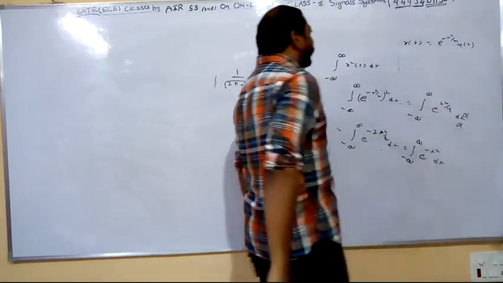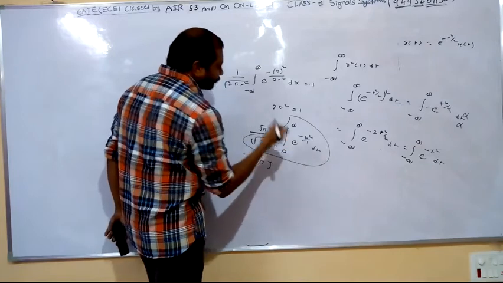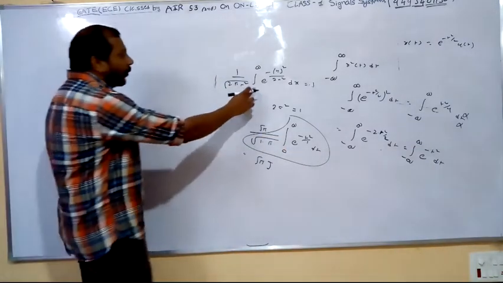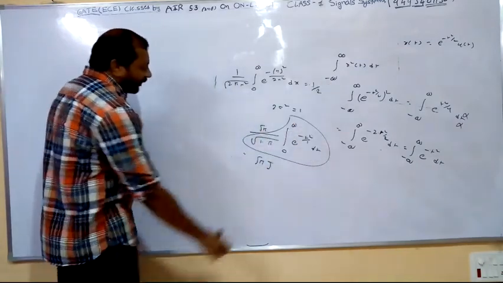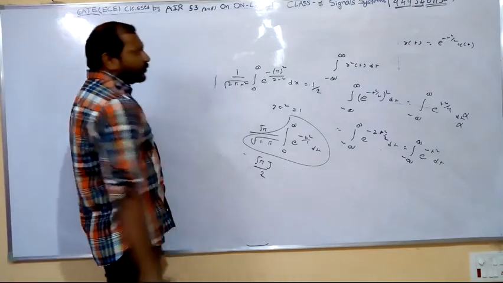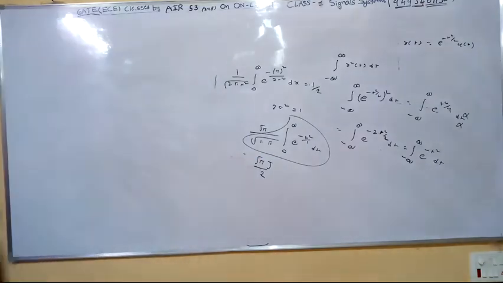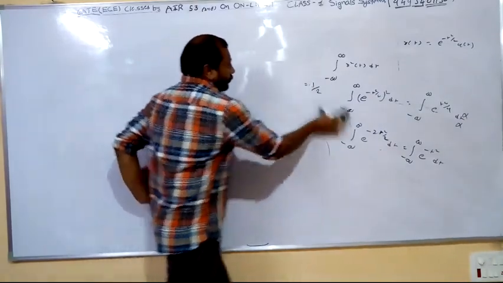Suppose they give x of t equal to e power minus t square by 2 into u of t. Then the integration will become 0 to infinity, whereas from minus infinity the value is equal to 1. What about this 0 to infinity? This value is simply 1 by 2, so you can consider this equal to root pi by 2 joules, depending on the given x of t, e power minus t square by 2 into u of t. From that we can conclude the given answer.